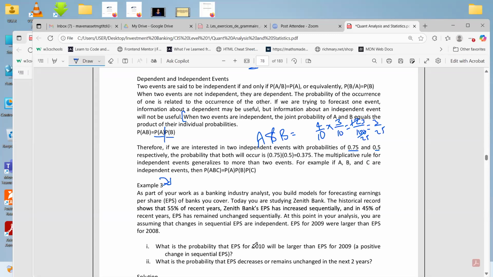Can somebody have a guess for this, please? What's the probability that EPS for 2010 will be larger? Go into the question and see what clue that would give you. What is the probability that EPS for 2010 will be larger than EPS for 2009? Who wants to give this a try? Read through the question, the answer should jump right at you there.